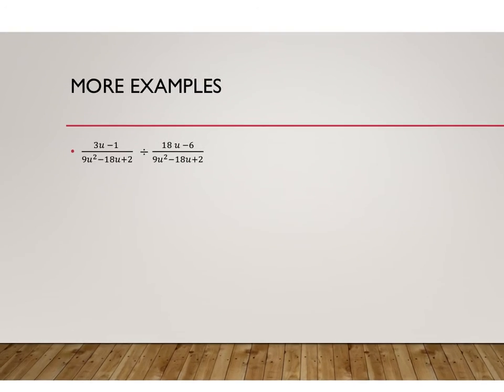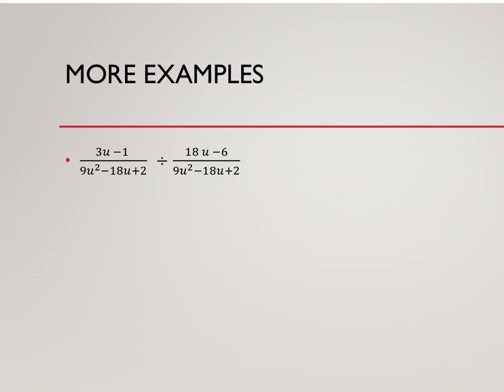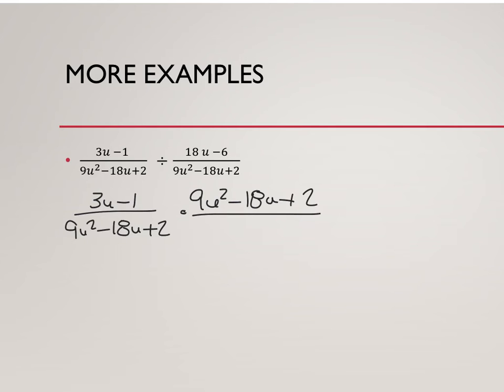Here's another example. This one looks pretty in-depth. It's a division problem. So right away I'm going to flip and multiply. And as I'm writing this, I'm recognizing that these are exactly the same. So they might be able to factor, but I don't even have to do that. I'm going to cancel the whole works.